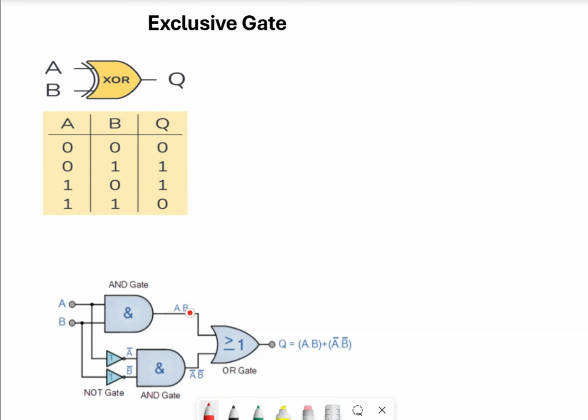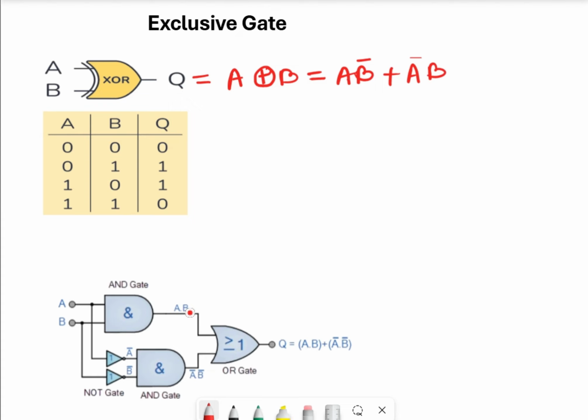Exclusive OR gate, abbreviated as XOR gate. So this is actually the presentation of the XOR gate. There are at least two inputs and one output. And the output is equal to, we could write down, A exclusive-OR B, which is referring to A B bar plus A bar B. This is actually the output of the XOR gate.